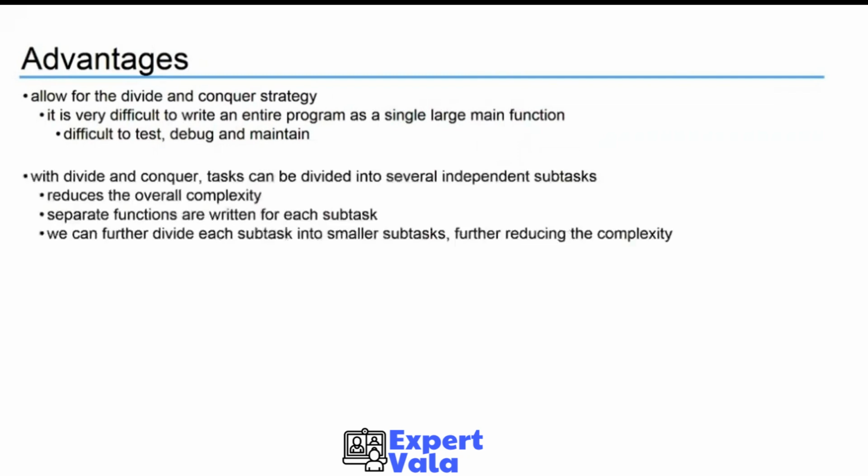Divide and conquer basically means that tasks can be divided into several independent subtasks. It reduces the overall complexity of the code. You can create separate functions for each subtask, and then you can even create more functions to divide the subtask into smaller subtasks. Each time you create these additional functions, it reduces the complexity. Your goal when you are creating these functions and using the divide and conquer strategy should be to make your functions as cohesive as possible.